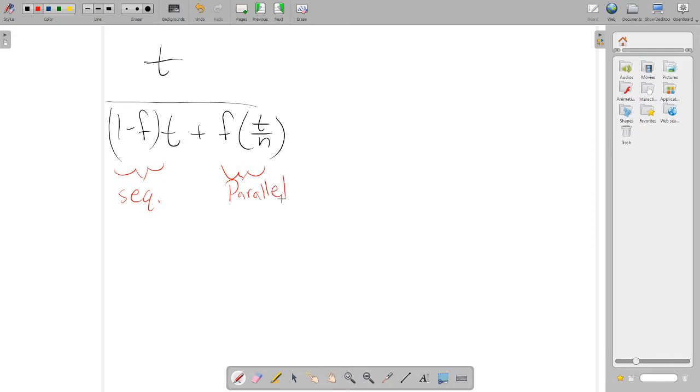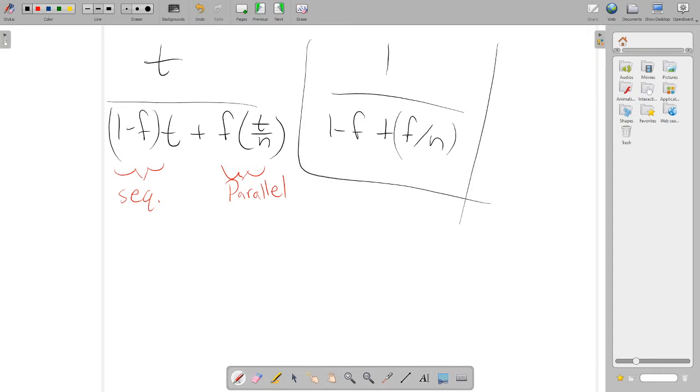Did you factor out the t? Yeah, exactly, right. So is it okay if I just cancel all the t's across all of these? Hopefully that makes sense. So we get 1 over 1 minus f plus f over n. And then that's probably good enough. So we'll say that's good for our Amdahl's law.